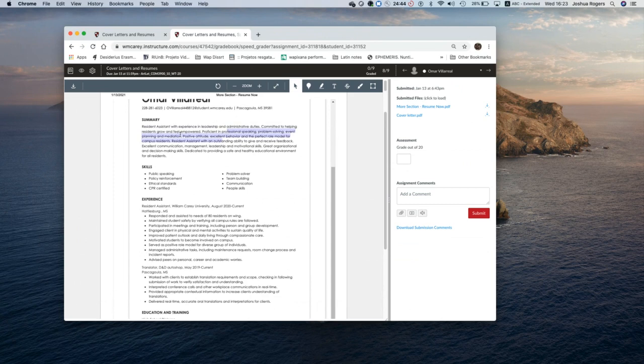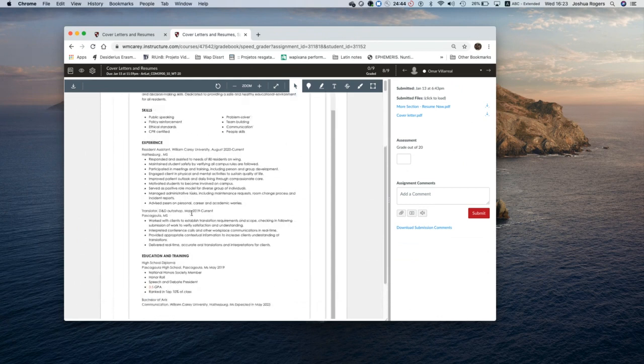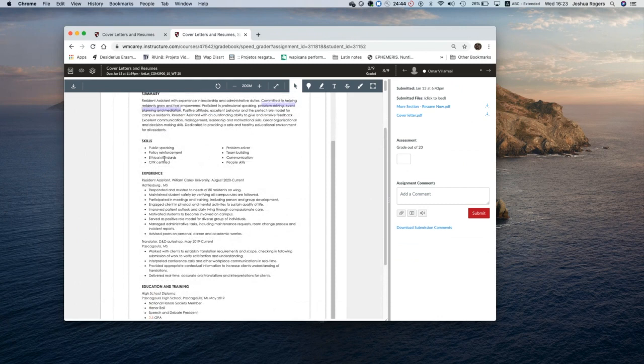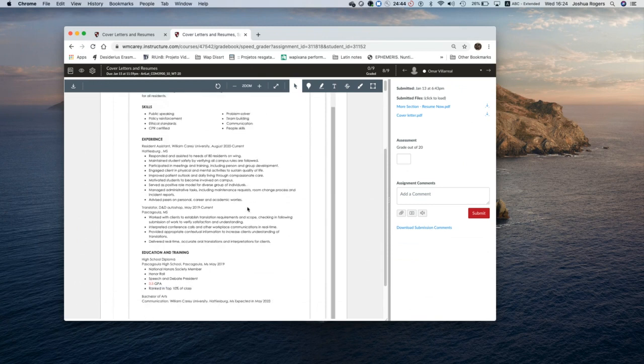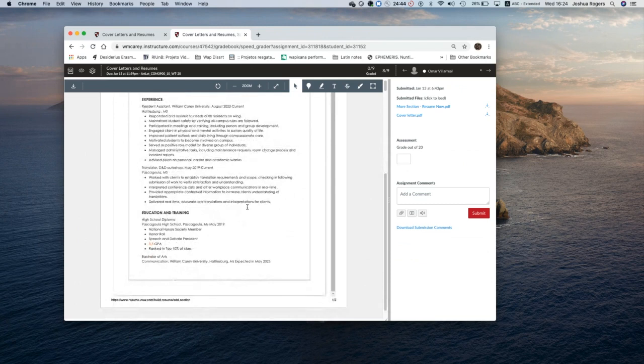If someone is looking for leadership, and that's what we're fixing to get into in our second half hour, leadership is so much about finding ways of solving problems. And part of solving problems is dealing with people problems, right? Mediation, conflict resolution. So that speaks very strongly. Public speaking, policy reinforcement, that's a good word, right? So he may not write all the policy, his supervisor may write the policy, but he's one of those guys that makes sure the policy gets followed, right? Ethical standards, CPR certified, problem solver, team building, communications, and people skills. That's a great resume, targeted for what he's looking at, right?